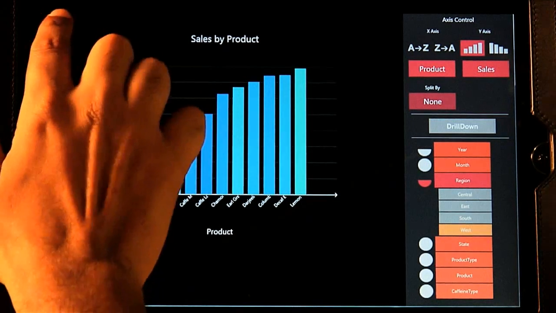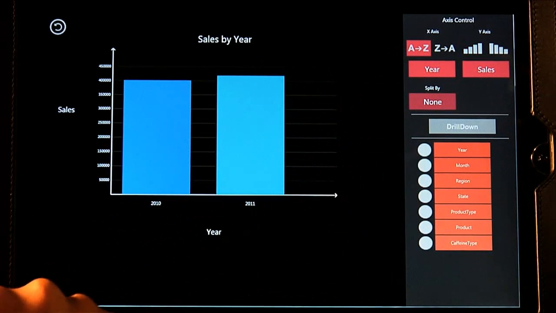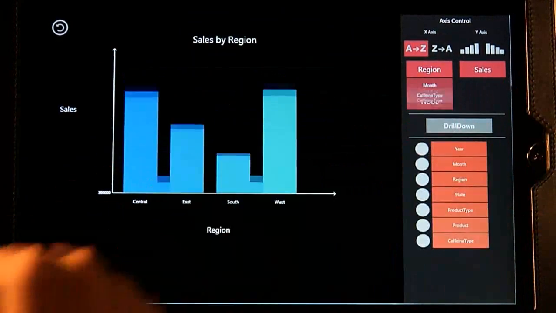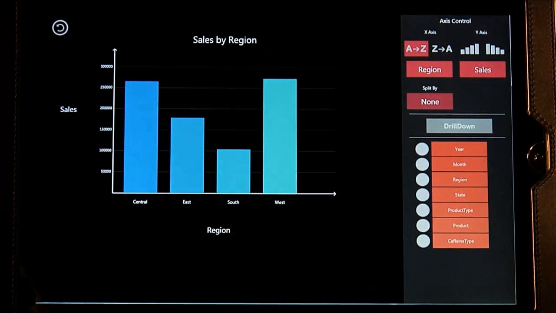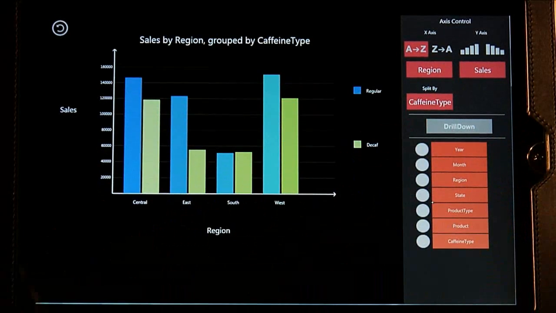Okay, let's reset and look at a second example. In this example, we're going to compare the amount sold of caffeinated and decaffeinated beverages. So we switch to region. We add caffeinated. And we can see again that the southern region has most equal sales of each.